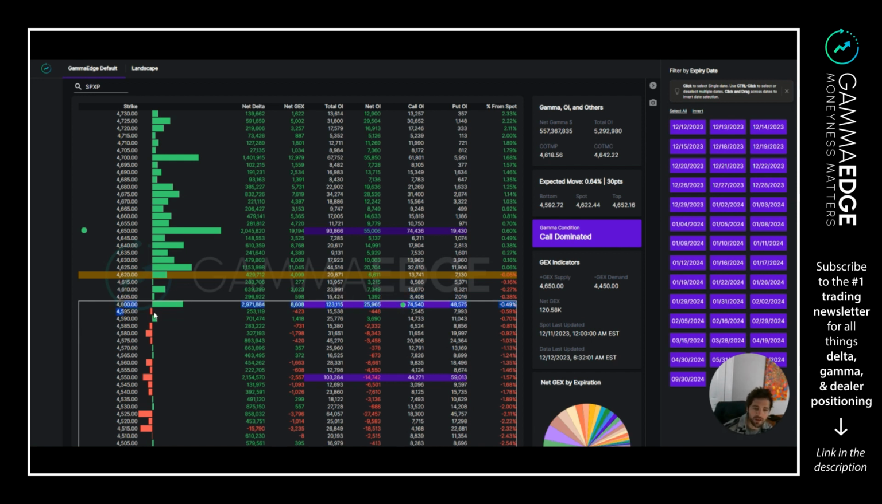Top of transition, meaning that this strike and all strikes above are positive gamma in nature, also positive delta in nature. COI, this is the strike with the most call open interest based on the expirations that you have selected.